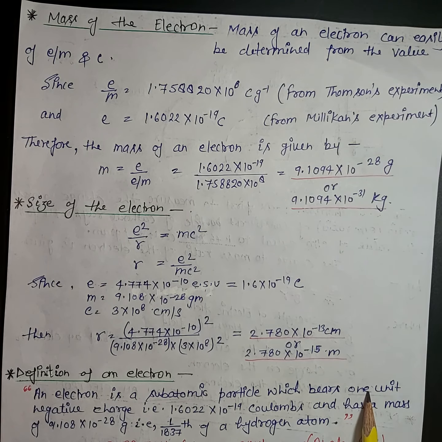So he used this value 1 unit charge, that is 1.6022 into 10 to the power minus 19 coulombs, and has a mass of 9.108 into 10 to the power minus 28 gram, that is 1 upon 1837th of the hydrogen atom. So this is the definition of electron.